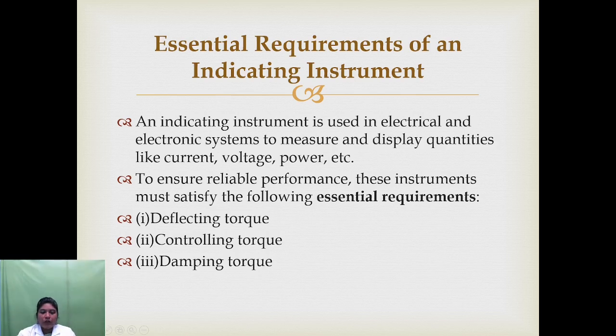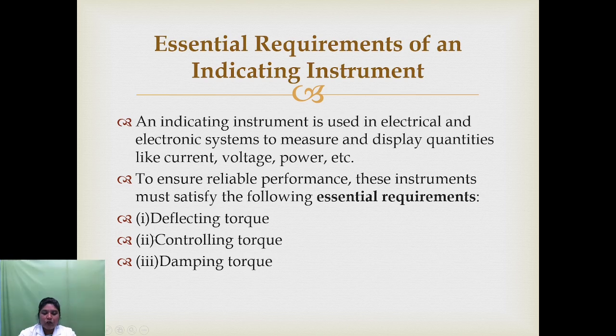So next, we can see the essential requirements of the indicating instrument. So what are the requirements of the instrument? An indicating instrument is used in electrical and electronic systems to measure and display quantities like current, voltage, power, etc. So this comes under electrical measurement. To ensure reliable performance, these instruments must satisfy the following essential requirements.